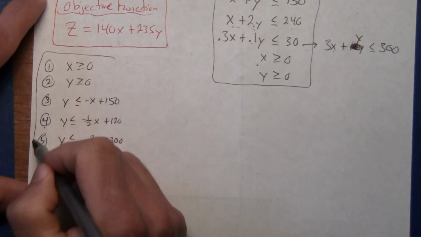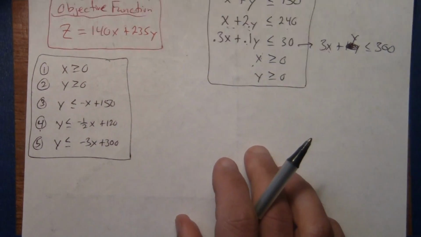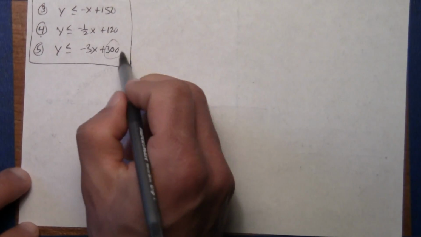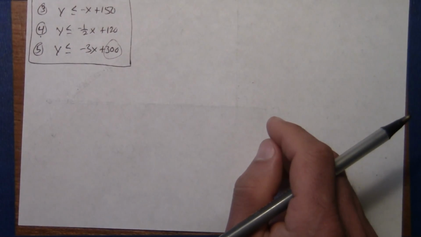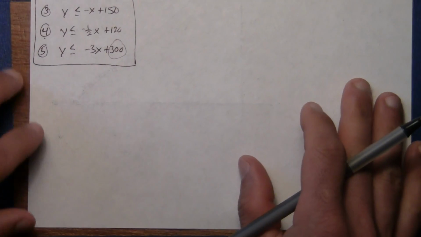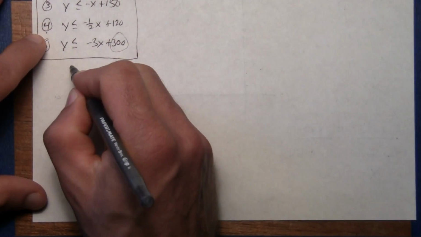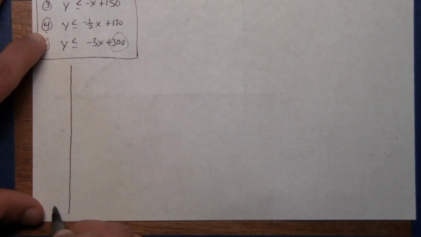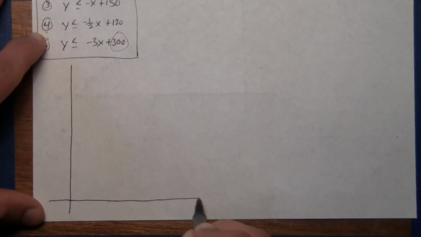Alright, now I've got the inequalities. They're all solved for y. It should make it a lot easier to graph. And again, you're noticing that my largest y value, or y-intercept, is 300. So make sure that you cover 300 when you graph this. So you can go by 100s if you want to, and just try to be accurate with your tick marks.